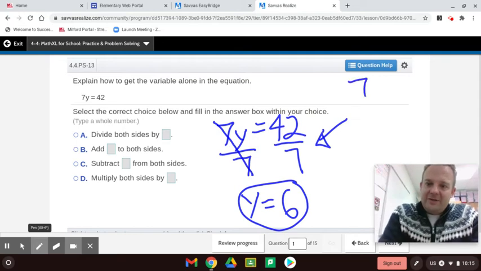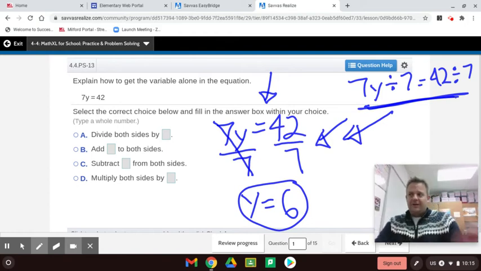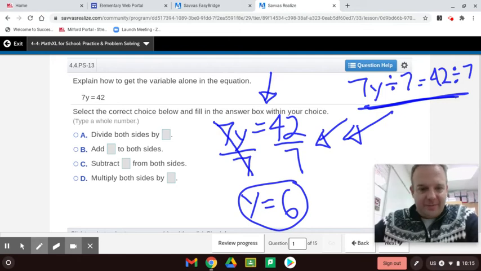Now, EnVision sometimes does this: 7y divided by 7 equals 42 divided by 7. This here is the same as this. This is what I did as a kid. This is the way EnVision's showing you to do it. Both are correct. So if you know both ways, you're more well-rounded, for example.